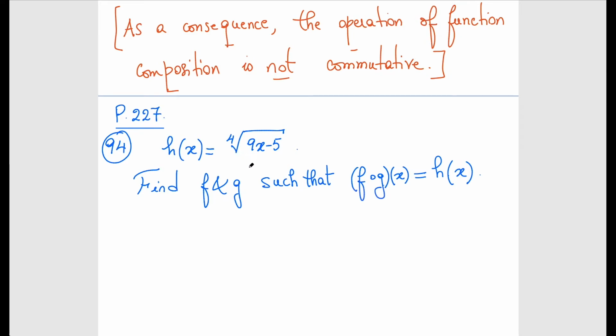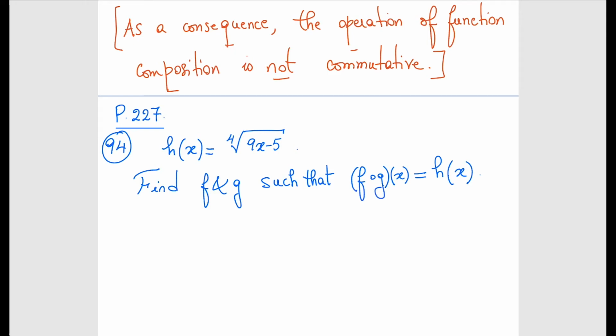How about thinking about g as the function that produces this 9x minus 5. So you plug in an x, it goes to g, right? And then g is going to produce this. When g produces this, that's going to go to f. So it's worth thinking about f as being the fourth root function, correct? It's like the outer function being the f and the inner function being the g, right? So let's try these choices.